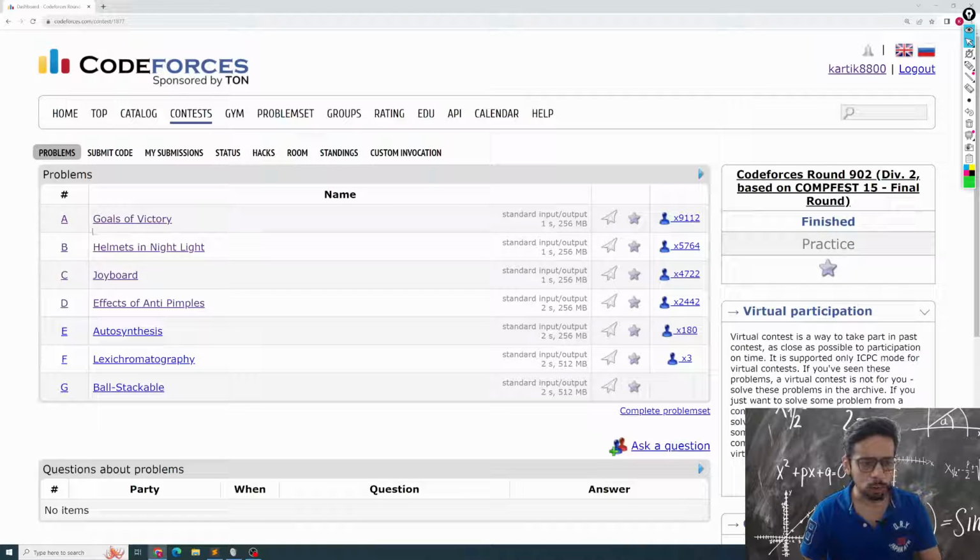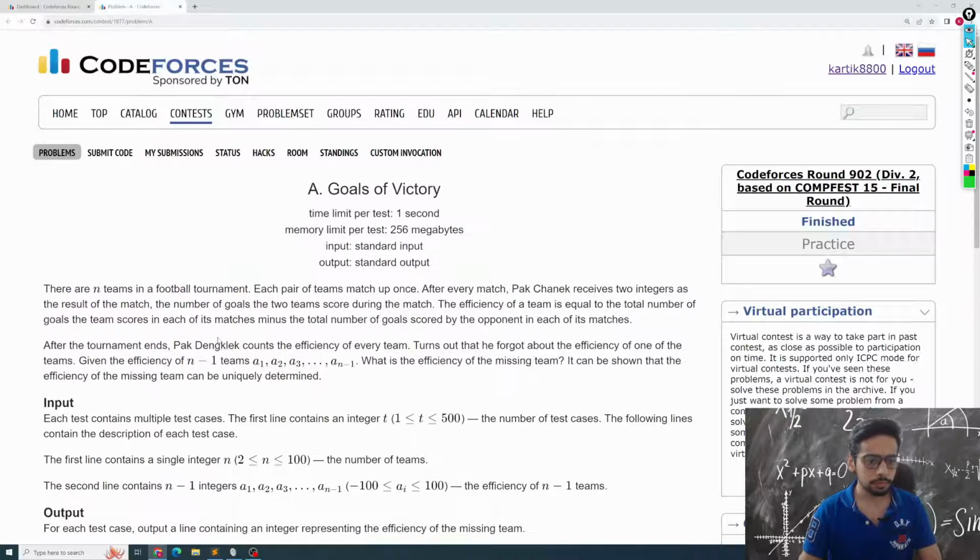I will be starting with problem A now. So there are n teams in a football tournament. Each pair of teams match up once. So there are NC2 matches.